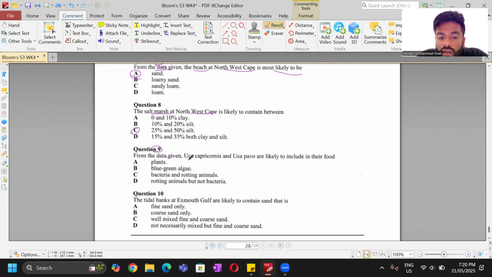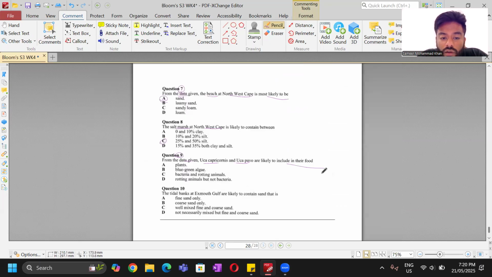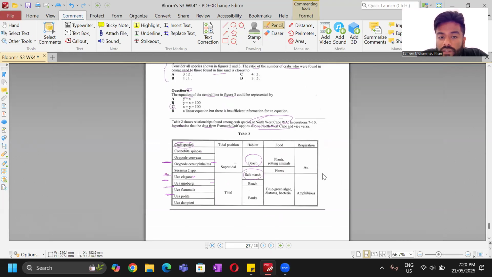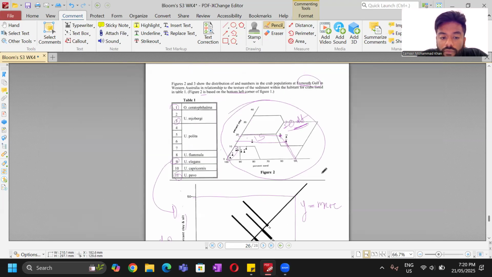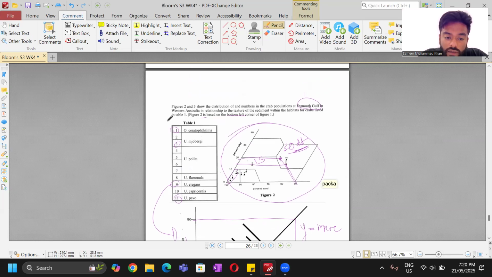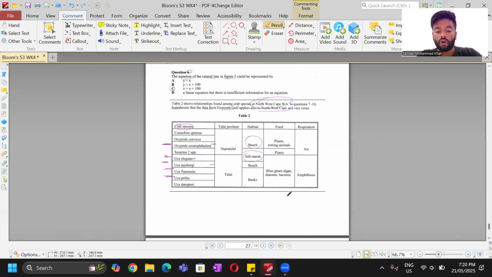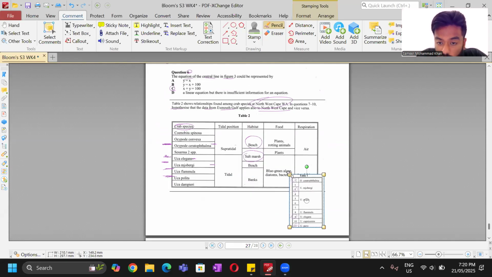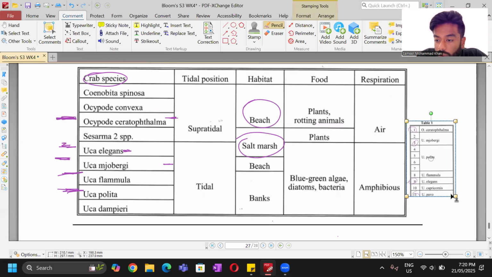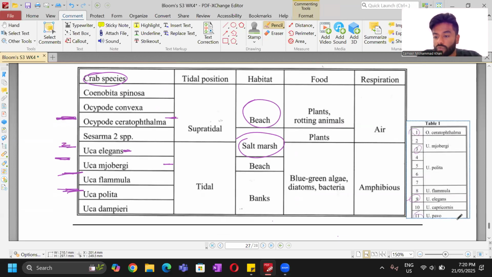Okay, question 9. From the data, Uca capricornus and pavo are likely to include what in their food? All right. So previously, remember, from the analysis that we did, Uca capricornus and pavo were not common variables. So I'm bringing this table down once again. Okay. So capricornus and pavo were 10 and 11.